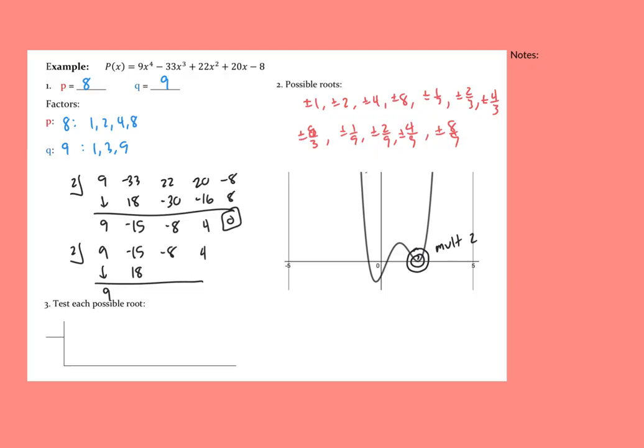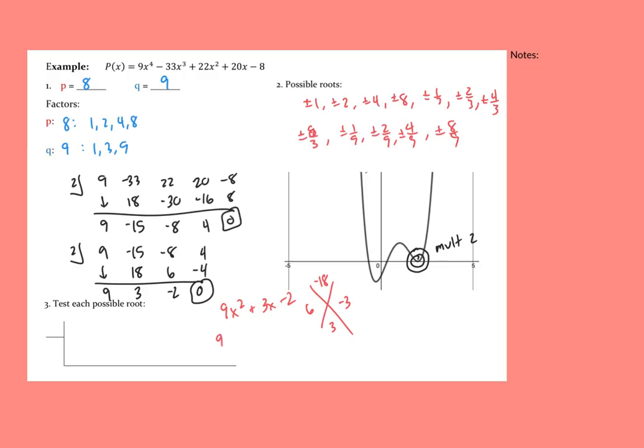9 times 2 is 18, that's 3. 3 times 2 is 6. Negative 2, that's negative 4. Hey, look at that. Got another remainder of 0. The goal here now is to help factor this. So once again, this is 9x squared plus 3x minus 2. We look for numbers that multiply to negative 18 that add to get to 3. That is 6 and negative 3.